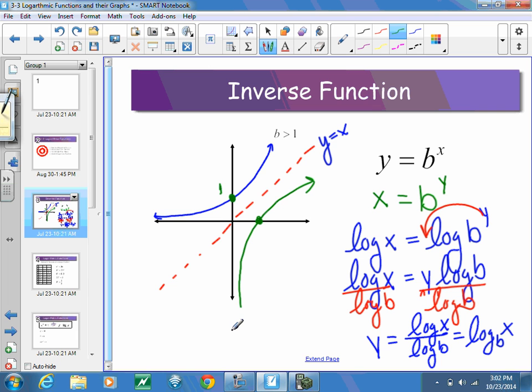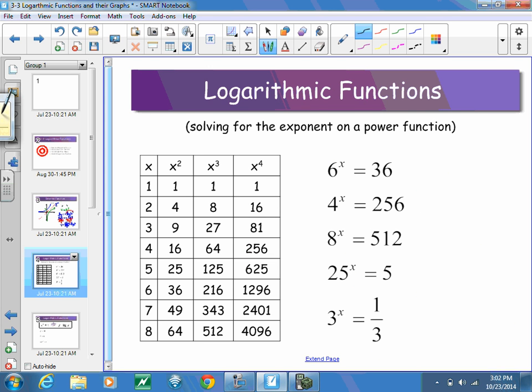So looking at our logarithms, it's nothing to be afraid of. A lot of times people get scared when it comes to logarithms, but realize that all you're doing is solving for the exponent on a power function. If I gave you problems like this, I think you'd be very successful in solving them.